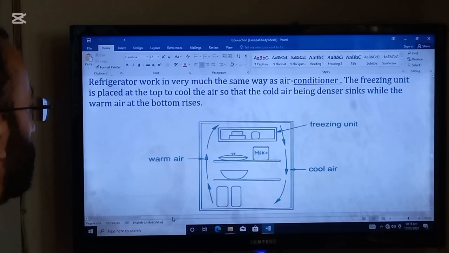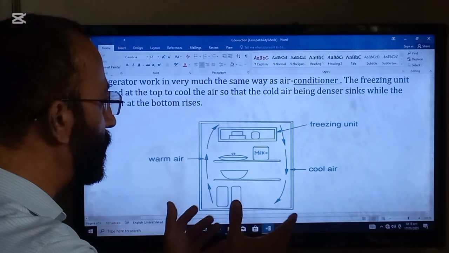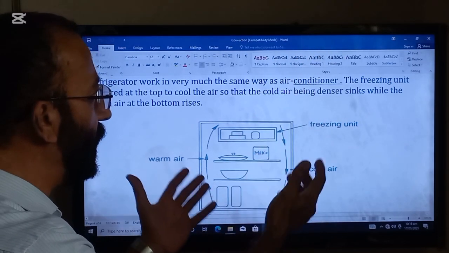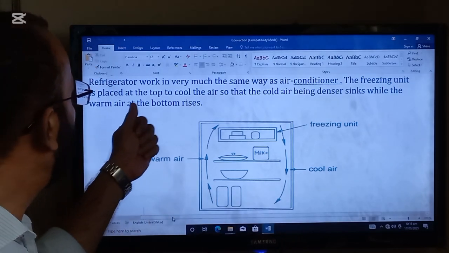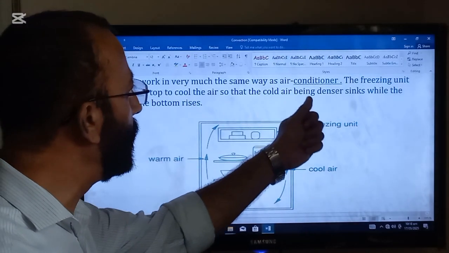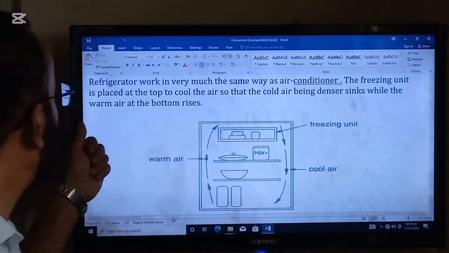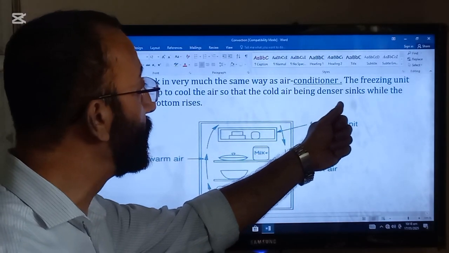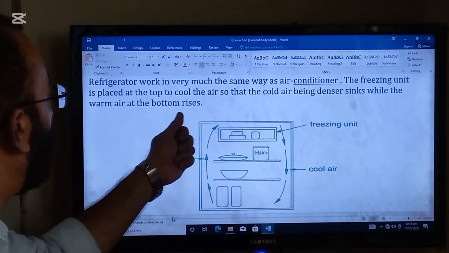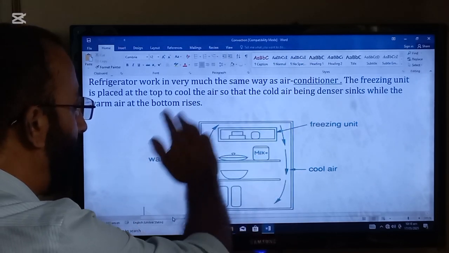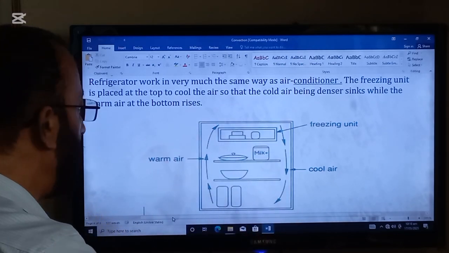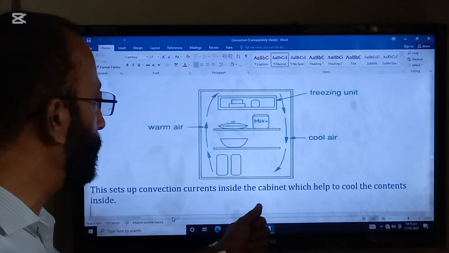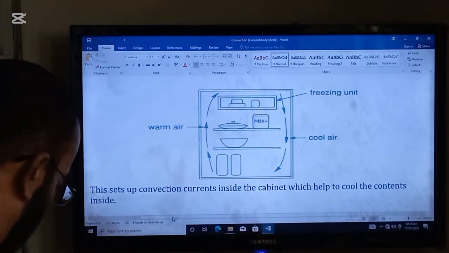And the other question is the refrigerator. The same process will take place in the refrigerator as in the kettle and the air conditioner unit. A refrigerator works in very much the same way as an air conditioner. The freezing unit is placed at the top to cool the air so that the cold air, being denser, sinks while the warm air at the bottom rises. So convection current takes place in this way in the refrigerator and things cool. This sets up convection current inside the cabinet which helps to cool the contents inside.